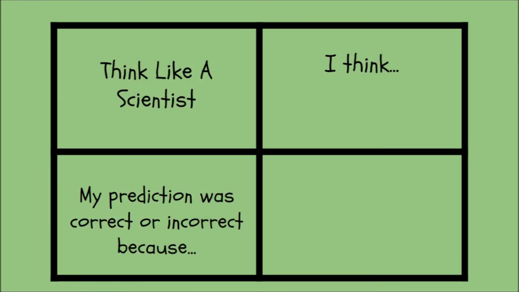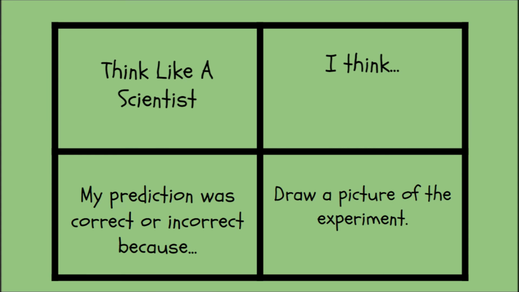Now it's time to complete our foursquare. On the bottom, fill out your prediction. Was your prediction correct? Was it incorrect? Don't forget to explain your thinking. In our final box, draw a picture of our experiment, and don't forget to use labels.